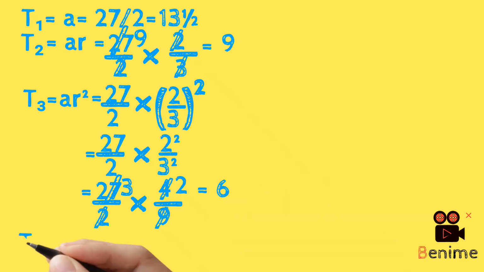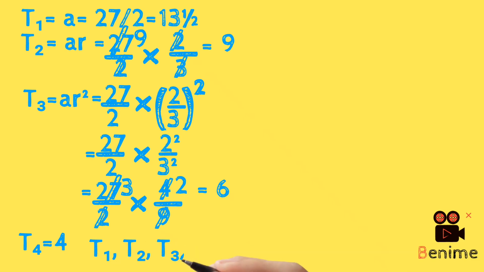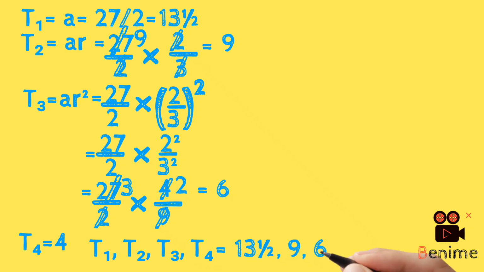Then we only know our fourth term, that's the last term, T4 is equal to 4. Know that already. So I've gotten first term, second term, third term, and fourth term. So T1, T2, T3, T4 is equal to 13 and 1 over 2. That's the first term. 9, that's the second term. 6, the third term, and 4, the last term. So that is how you express the GP. So I've gotten the answer for this question.